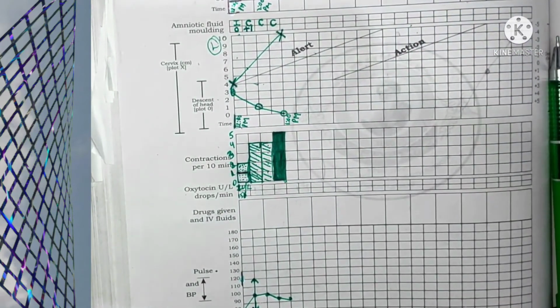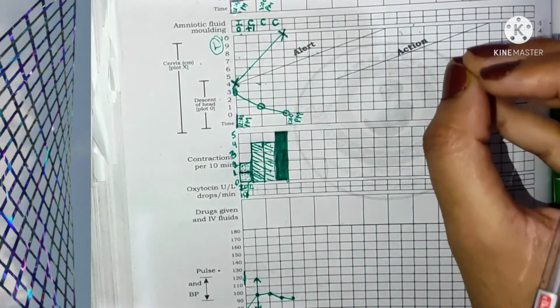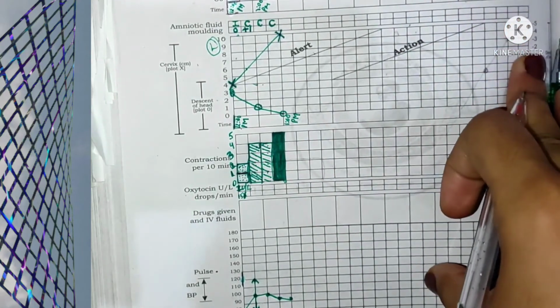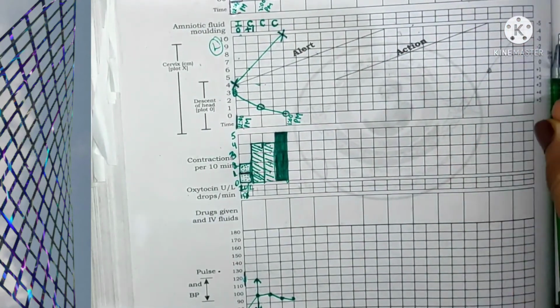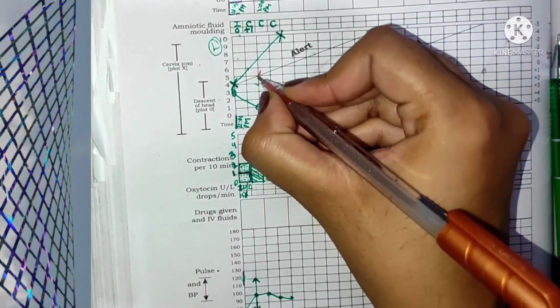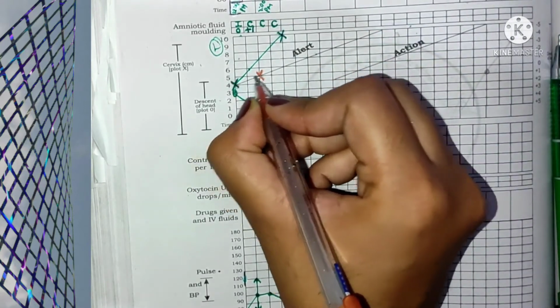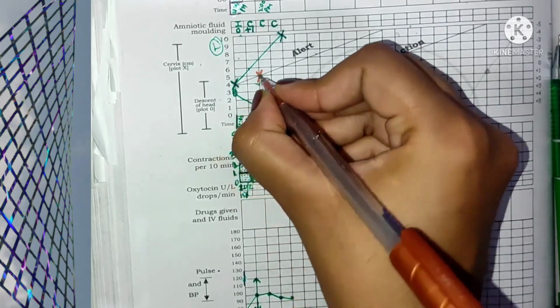Suppose the criteria is a little bit different and the patient came to you when her cervical dilatation is 5 centimeter. Okay, suppose the patient came to your hospital and on your first examination you found that the patient's cervical dilatation is 5 centimeter. Then you have to place the cross over here, over the alert line, from where you can see the 5 centimeter.